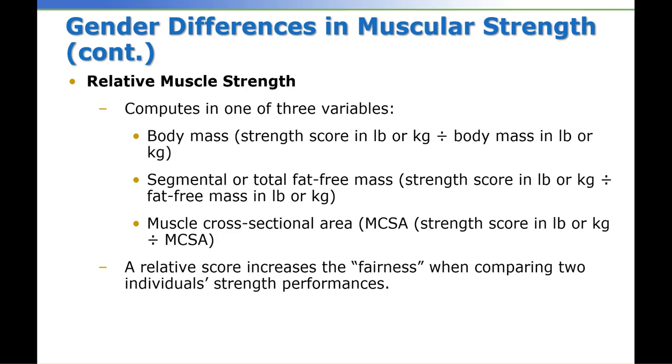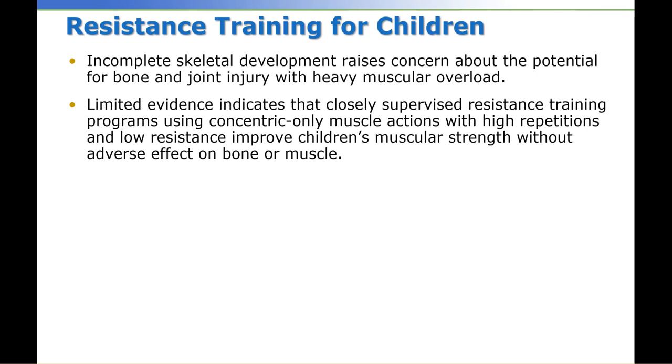Segmental or total fat-free mass, you have strength score in pounds divided by mass in pounds. Excuse me, you have strength score in pounds divided by the fat mass. And then you have muscle cross-sectional area, which is strength score in pounds divided by muscle cross-sectional area. Okay. Relative score increases fairness when comparing two individual strength performances. Makes sense. This here just talks about strength training with children.